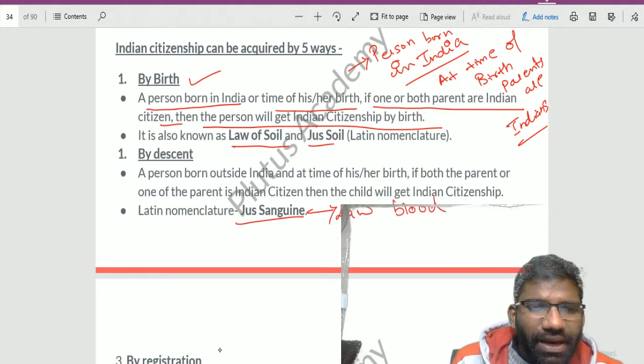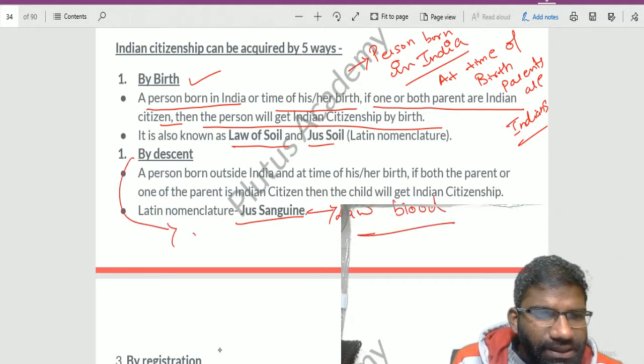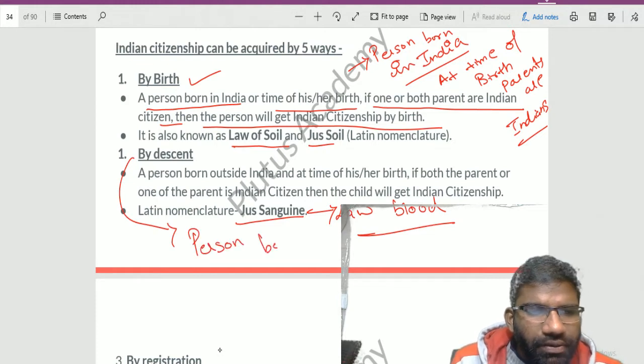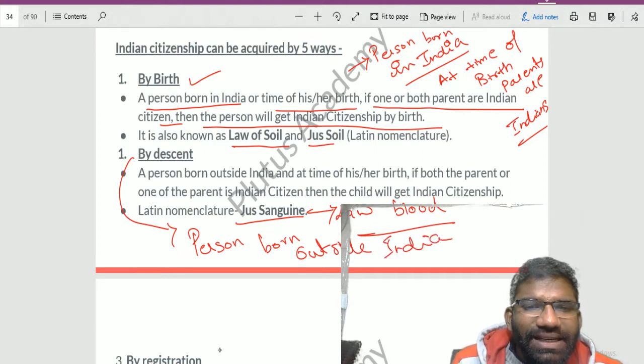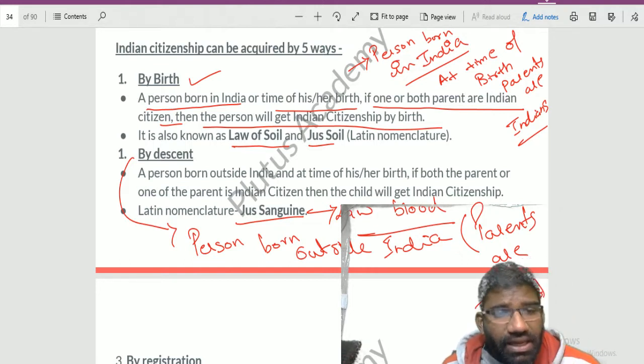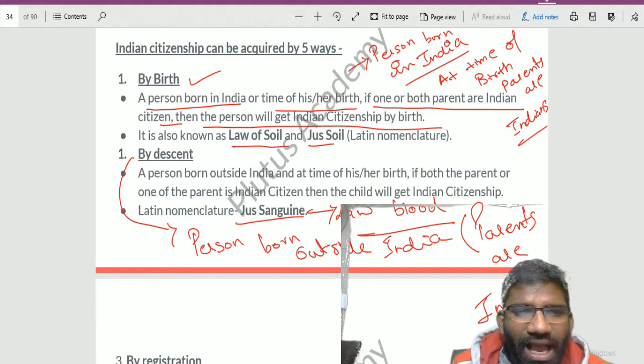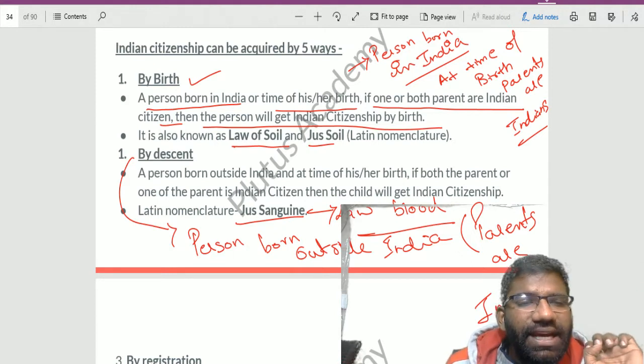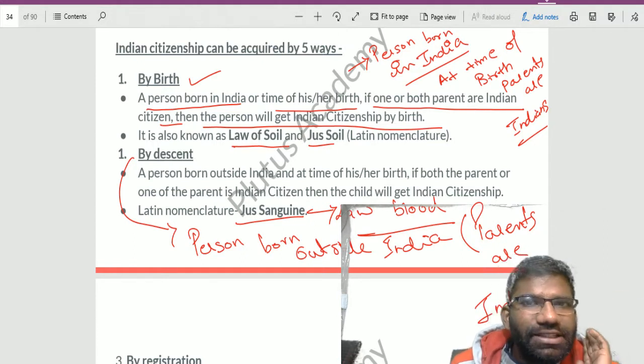I will elaborate it. By descent, a person born outside India, but at the time of birth, the parents are Indians. Either it can be the mother or the father or both. Then the person gets Indian citizenship by descent. A person is born outside India, and at the time of birth the parents are Indians, then the person gets Indian citizenship by the law of blood. In Latin nomenclature, it is called Jus Sanguinis.